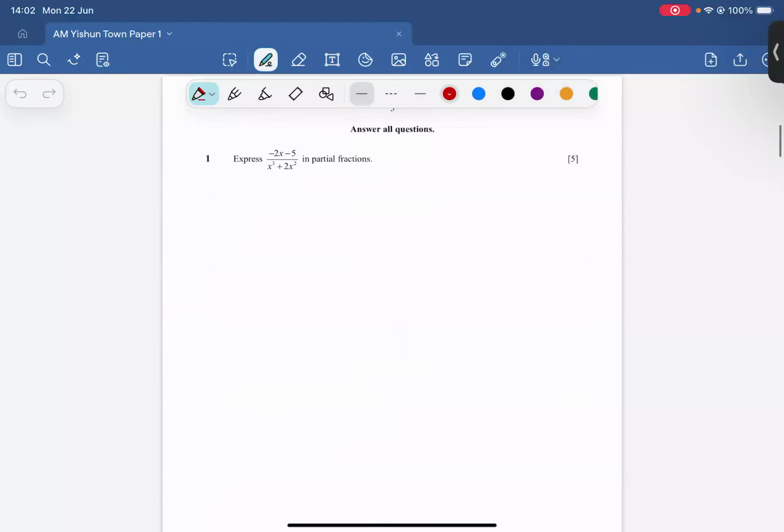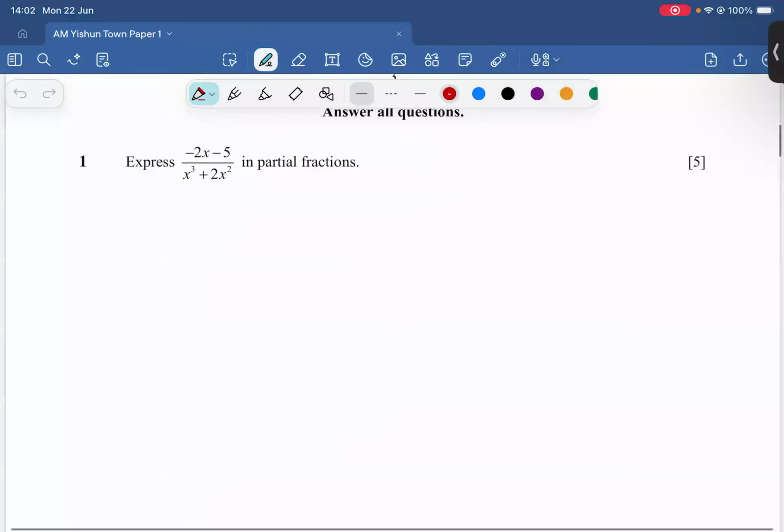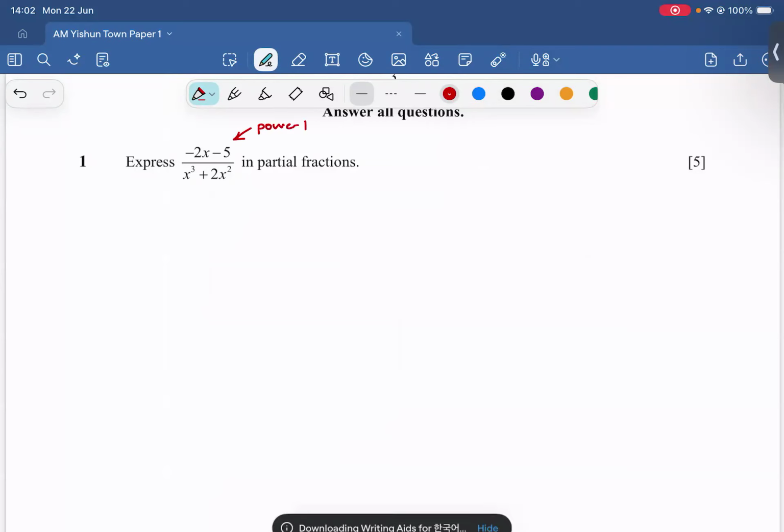So to express this in partial fractions, first thing we have to see whether the power on top is smaller than the power below. The degree of the numerator is 1. The degree of the denominator is 3. So yeah, the power is lower. So this is already a proper fraction, so we don't need to do long division. Okay, so we can straight away start our partial fraction by writing down the identity.